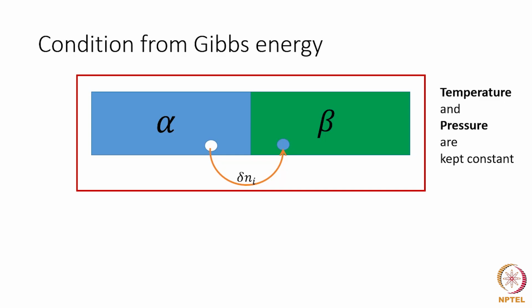So we want to write that change in the Gibbs energy by keeping the temperature and pressure constant. And we know from the expression for Gibbs energy that when temperature and pressure are kept constant, the only change is because of the chemical potential term. So the change in the Gibbs energy for the alpha region is nothing but mu I alpha into minus delta Ni, which is the number of moles of species I taken out of the alpha region. And the change in the Gibbs energy of phase beta is mu I beta into plus delta Ni, that is the number of moles that are added to the beta region for species I.